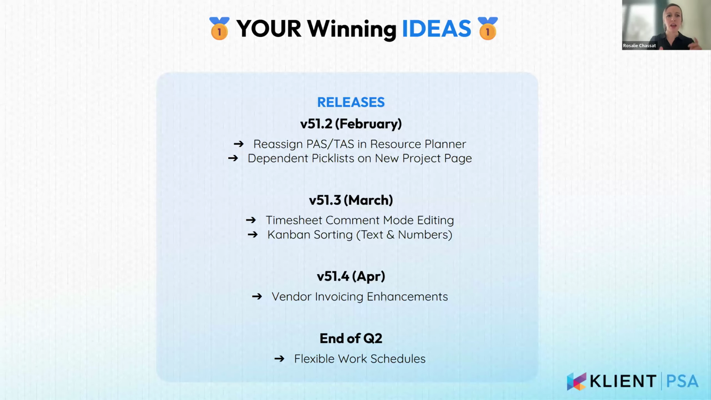You can see when. First, the drag and drop reassignment of project and task assignment in the resource planner will be developed. We also have the pick list on the new project page that's just making it much faster. We had a lot of people ask for that. Then if we look at March, so in about 2 months, in my timesheet, being able to edit or add lines directly when you're in comment mode. I don't know if you guys are a fan of the comment mode. We've had that feedback a couple of times, so you'll be able to edit more there. In the Kanban, you'll be able to sort the cards by text and number fields, not just dates.